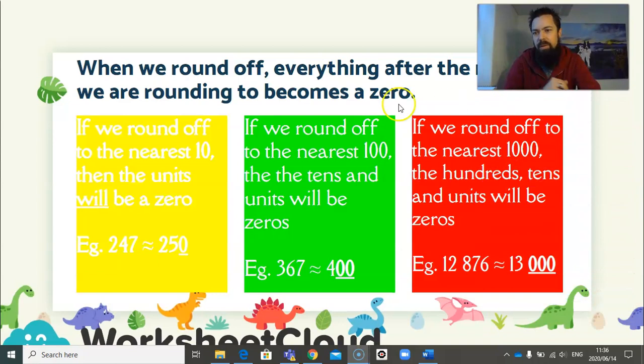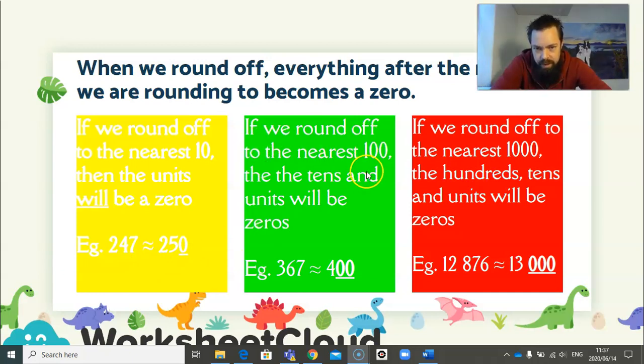So let me show you what I mean by that. If we're rounding off to the nearest 10, then the units will be 0. So you can see that I had 247, which I'm rounding off to 250. I'm rounding to the tens column, to the nearest 10. And in my answer, everything that comes after the tens, in this case just the units, will be a 0.